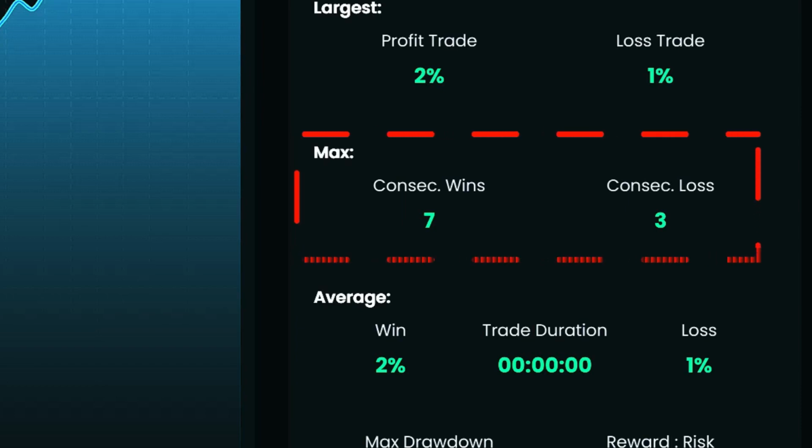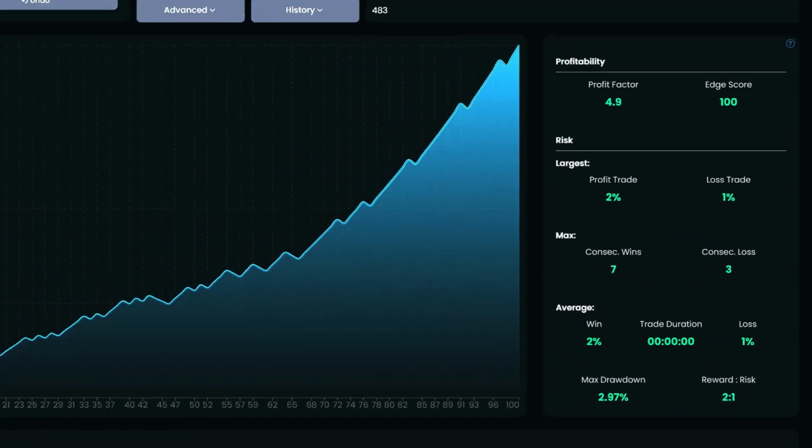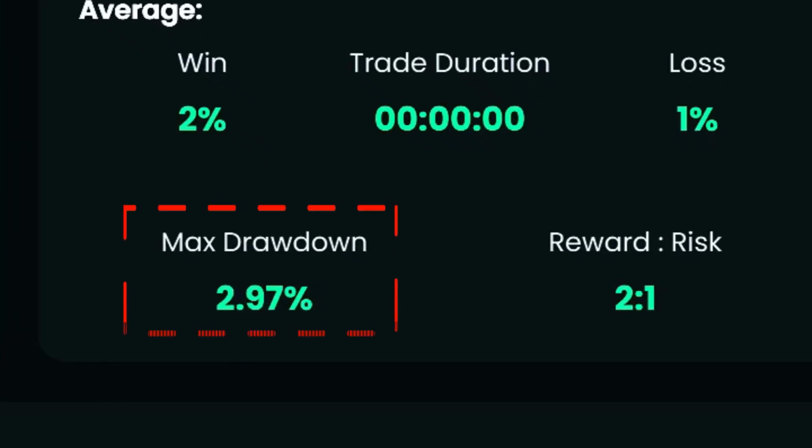Perhaps one of the most encouraging aspects of our backtesting is the low maximum drawdown of 2.97%. This means that at its worst point, the strategy only lost 2.97% of the trading account's equity. A low drawdown like this indicates a level of stability and risk management that every trader strives for.